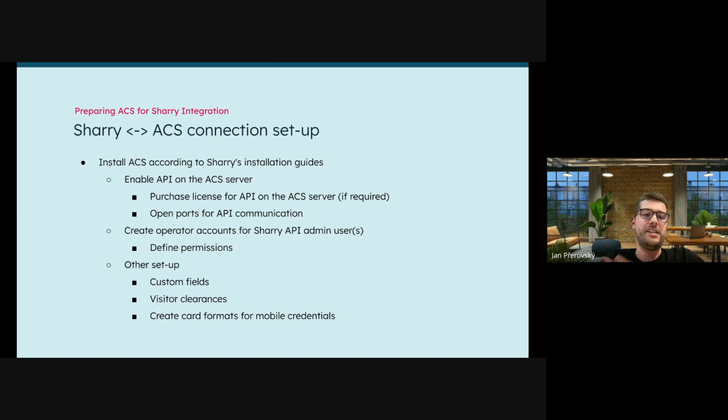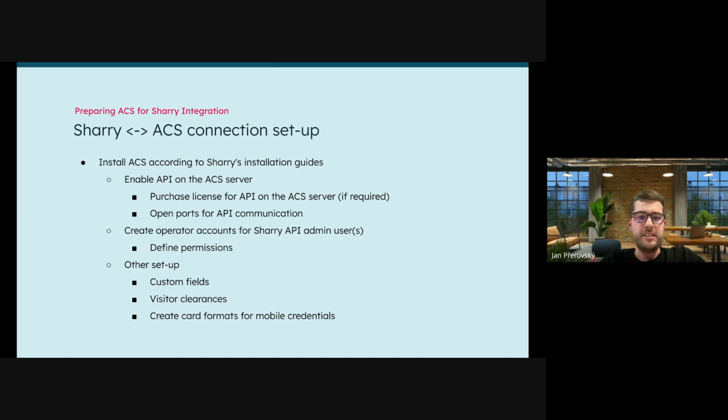important. Some access control system servers require a license that you need to purchase from the ACS provider. This license is usually tied to the Sharry integration, and you will see it in the installation guides. There is a special part number that you usually need to order.